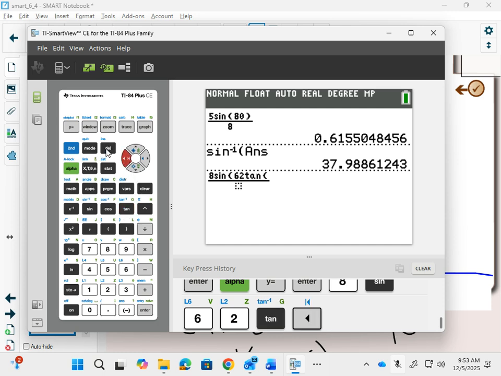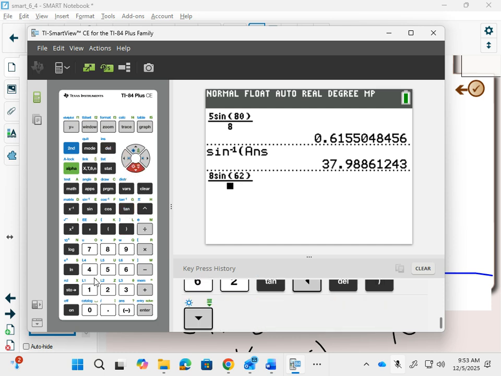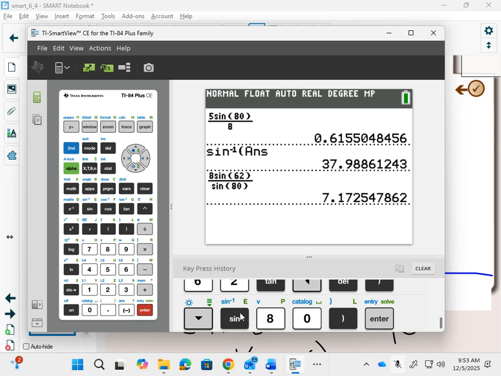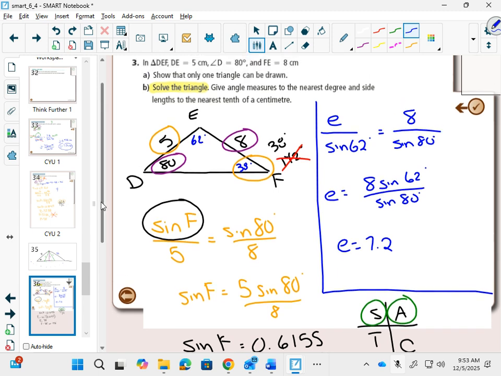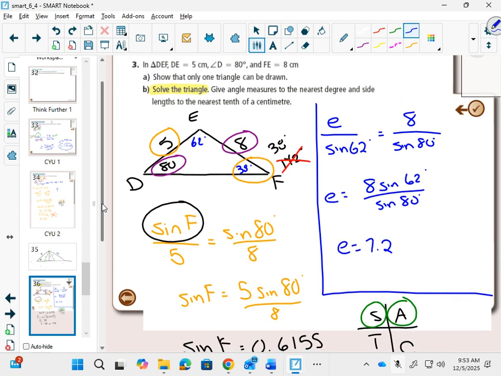Whoops. 7.2. Were there units here? Ooh, so I have to make sure.